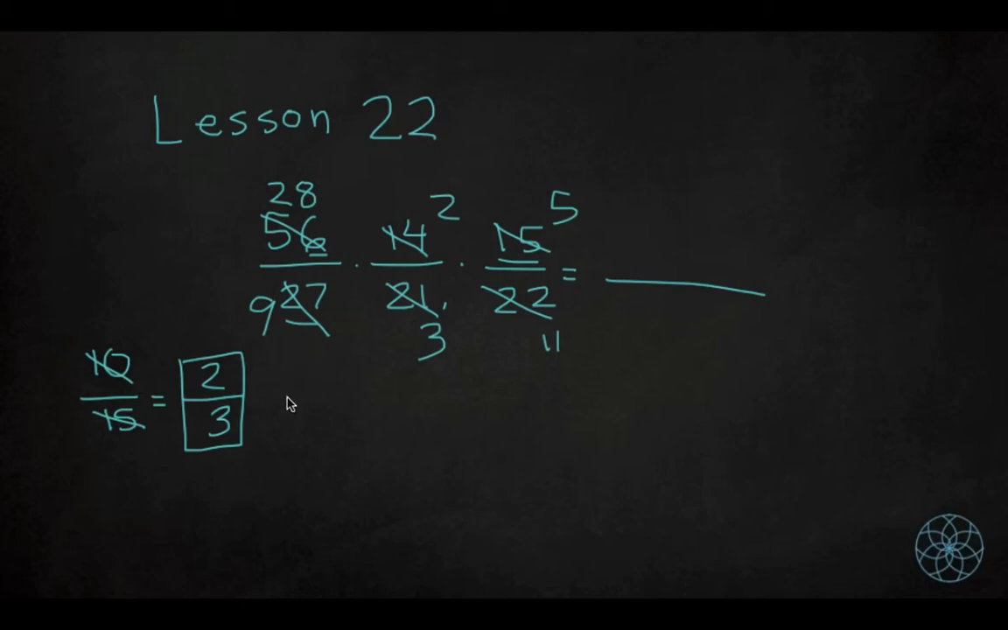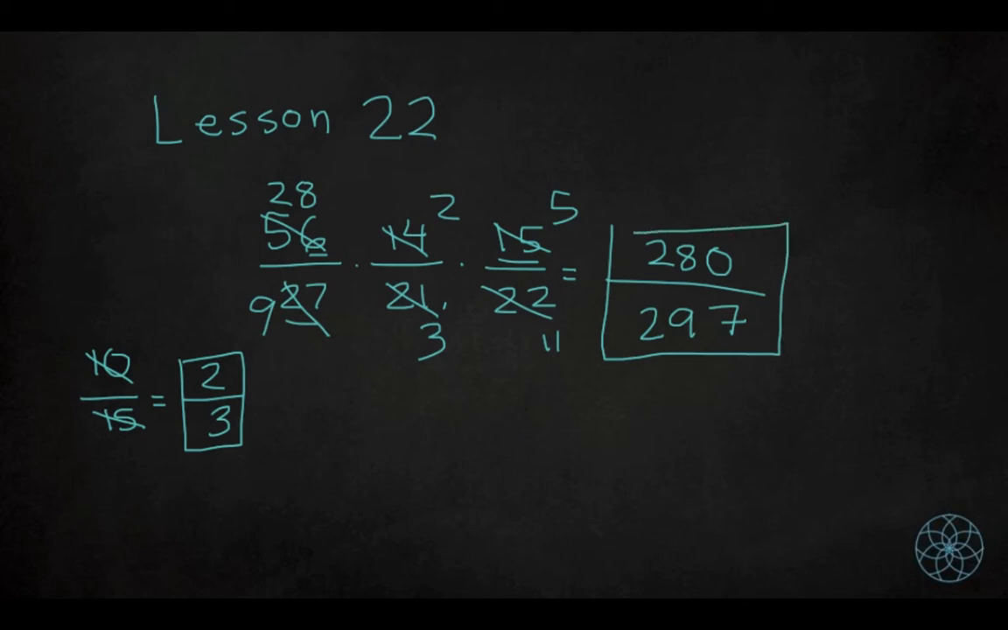All right, well that's looking much more simple. Then what we would do is multiply 28 times 2 times 5. That's 280. And then 9 times 3 times 11, which I need a second to work out. You can go ahead and solve that as well. 297. And that would be our final answer.